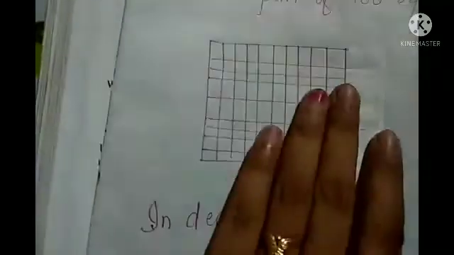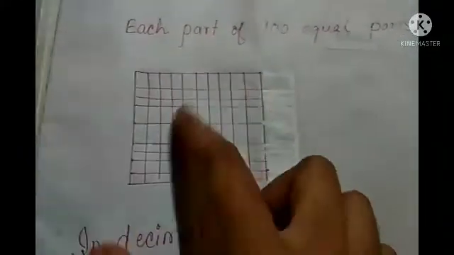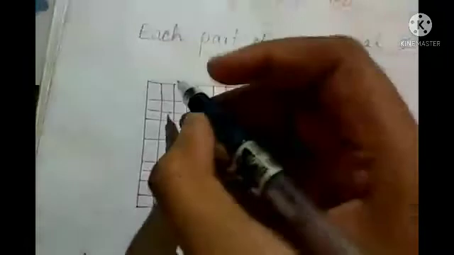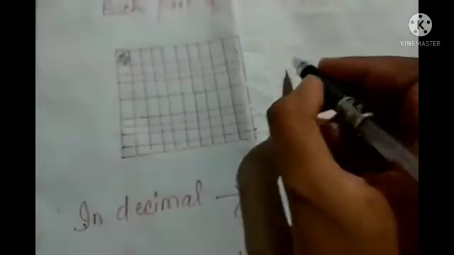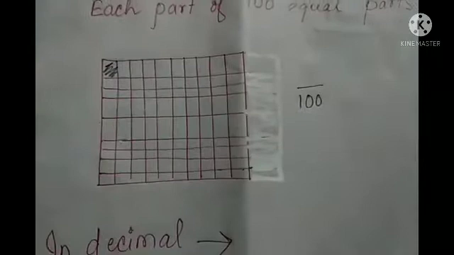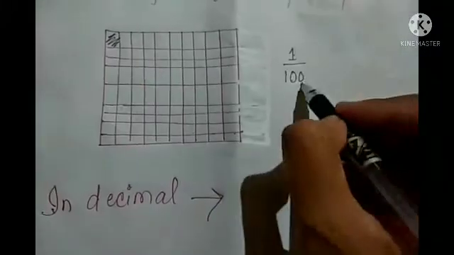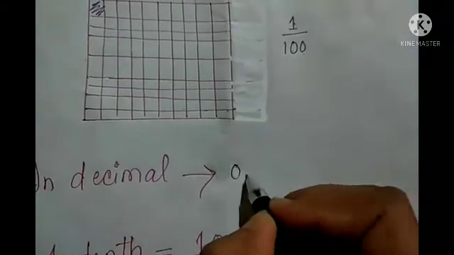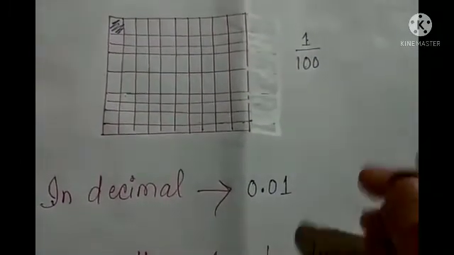Similarly, I'll show you one picture over here. You can see one box, and here a total of 100 boxes are there, right? Now if I shade one box like this, this will become 1 out of 100. Okay, and in decimal how can we write this figure? As you know, this is out of 100, one part is shaded, right? So 1 by 100. Now in decimal how can we write this? We can write it as 0.01.